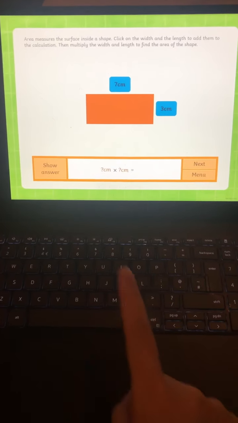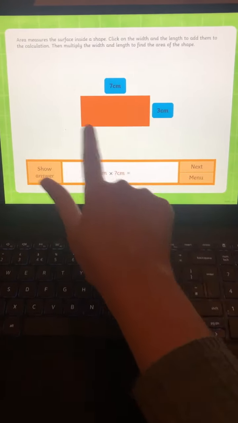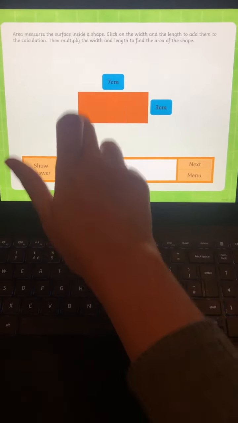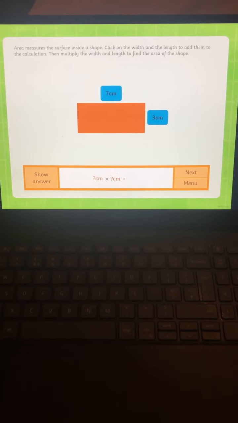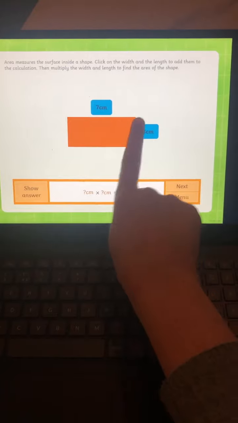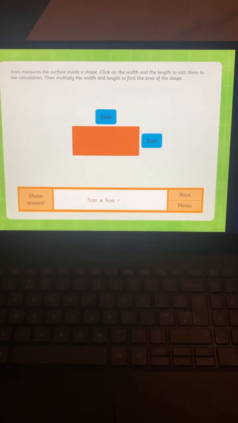Okay, so area measures the surface inside the shape. So it's not around the edge. Around the edge is called the perimeter. We are talking about area, which is the inside. The space is coloured orange.